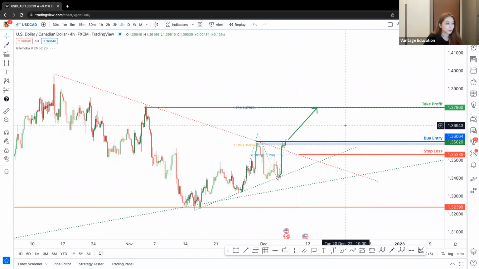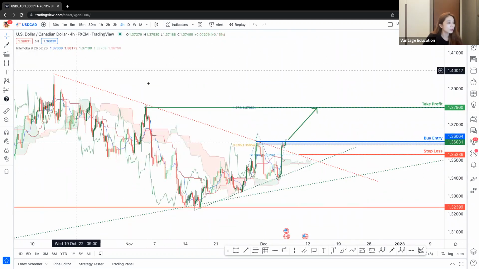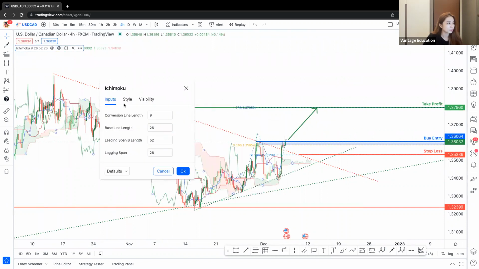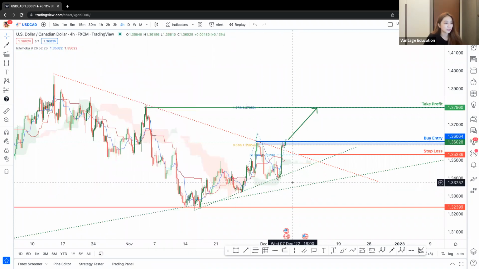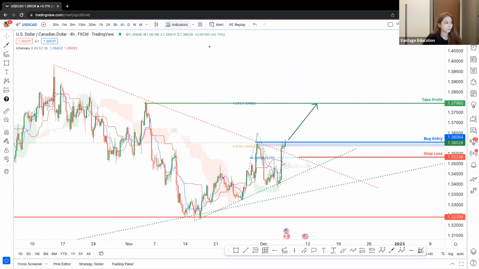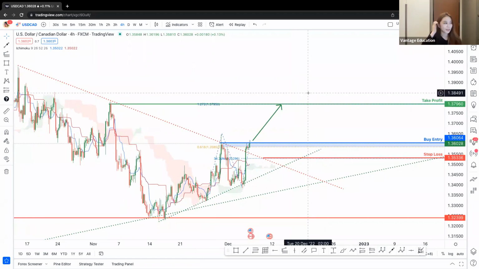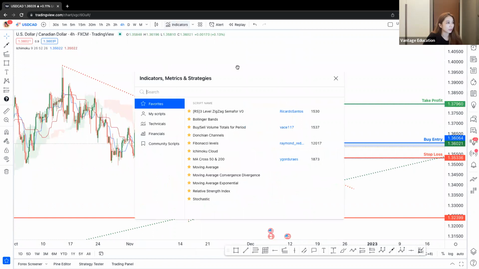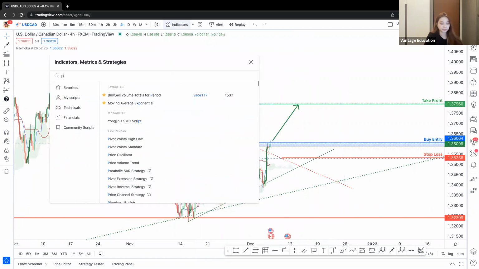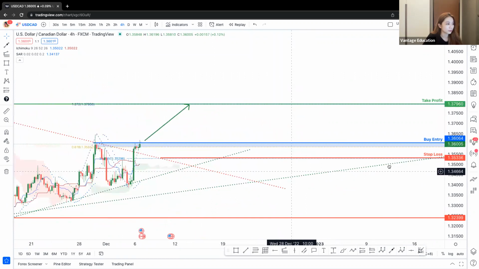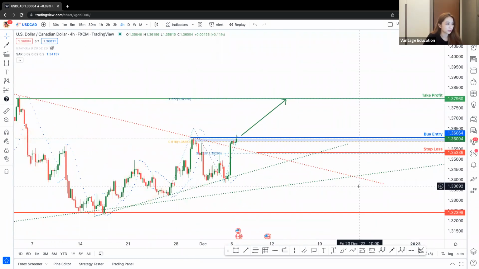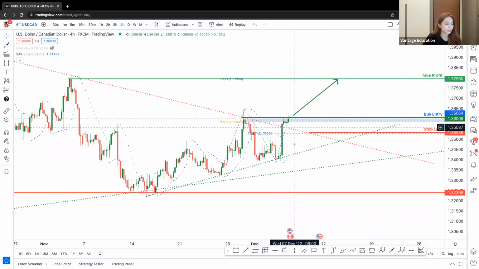Let's look at Ichimoku cloud. Okay, price is clearly above the cloud. Let's hold on for the price to make a move. So in this case, let's just say we are looking at Parabolic SAR. Let me just close Ichimoku for a while so that it's much easier. You can see that actually Parabolic SAR in this case has already turned into an upward movement.